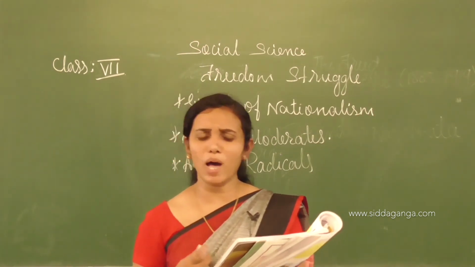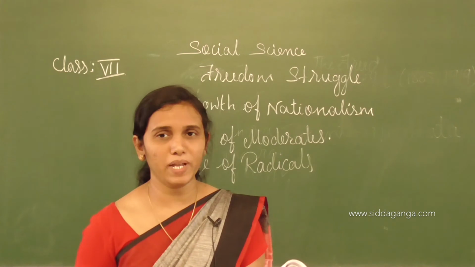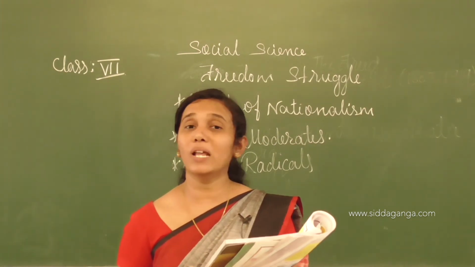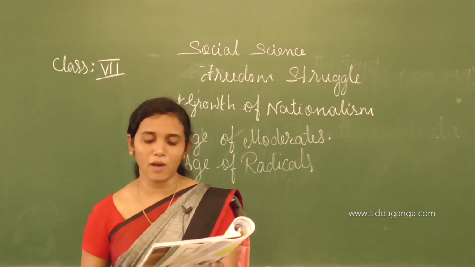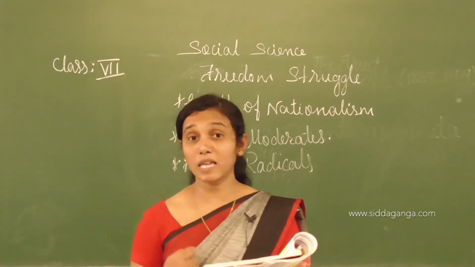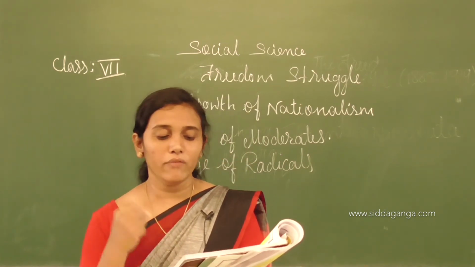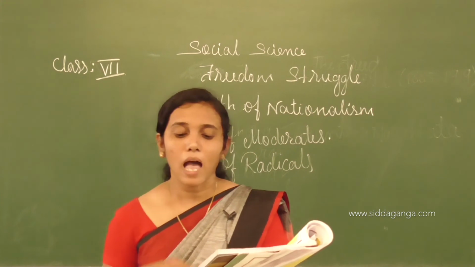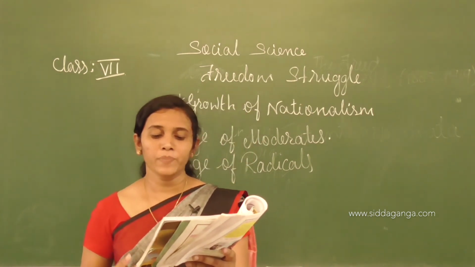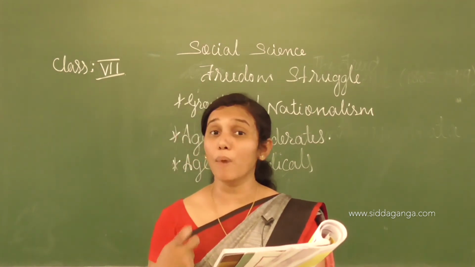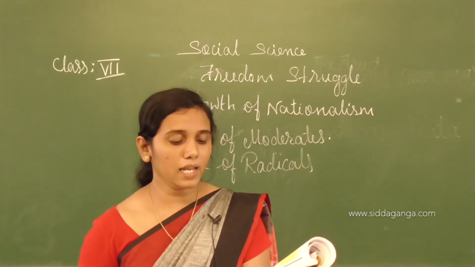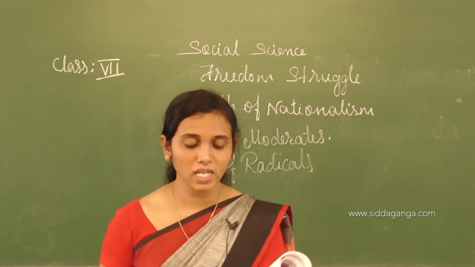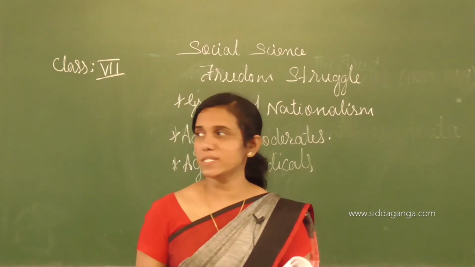Lala Lajpat Rai was popular as the Lion of Punjab. He wrote, we get Swarajya as a right and not as alms. Bipin Chandra Pal organized mass protests in Bengal. Other important methods were boycotting foreign goods, using only Swadeshi goods and opening national schools.